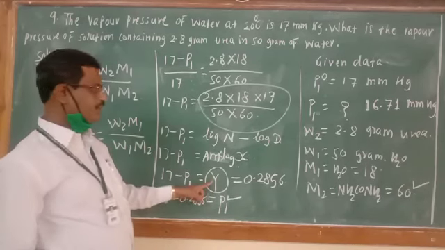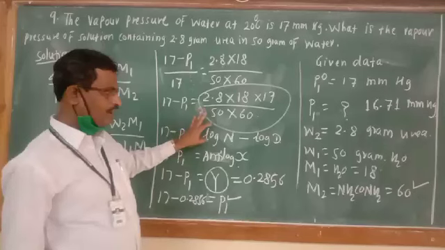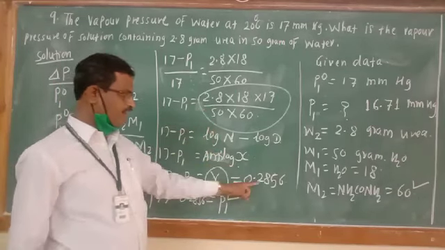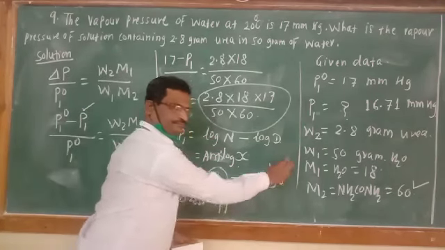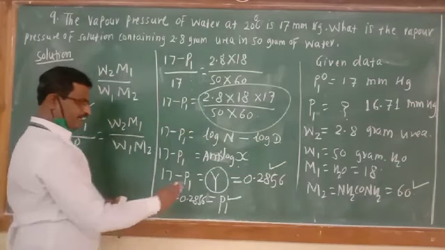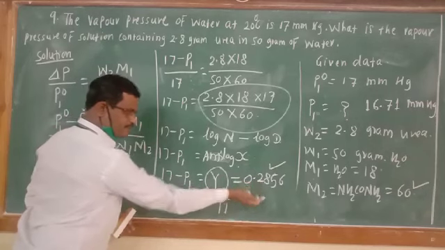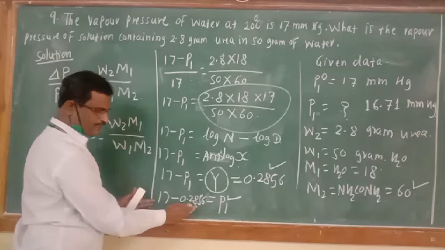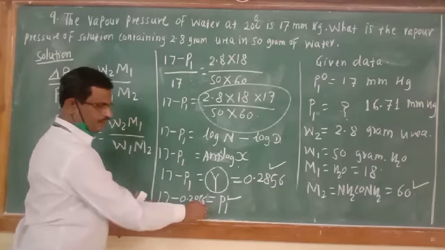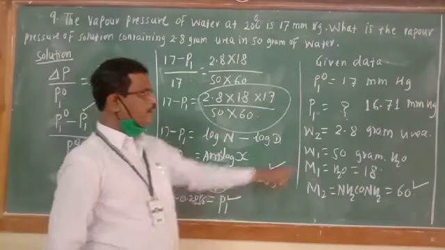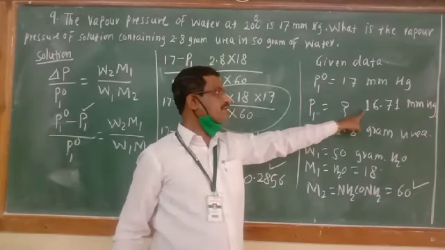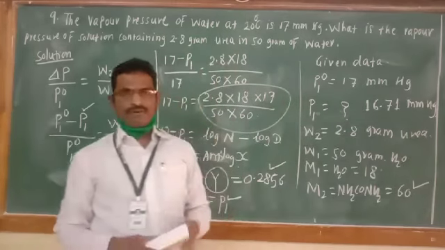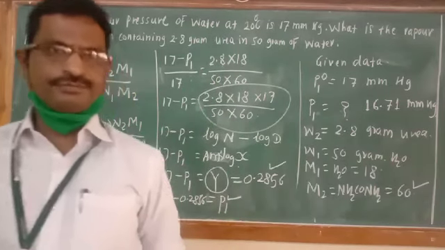If you see the correct log, antilog, all those factors, subtraction, antilog, you must get this answer. And then taking P1 on right side and this figure on left side, we will get 17 minus 0.2856 is equal to P1. So the final answer of P1 must be equal to 16.71 millimeter of mercury. This is how problem number 9 is solved.